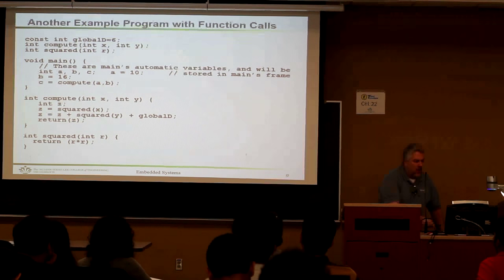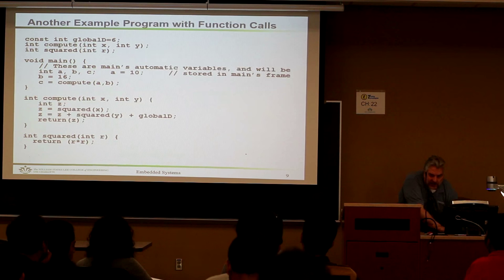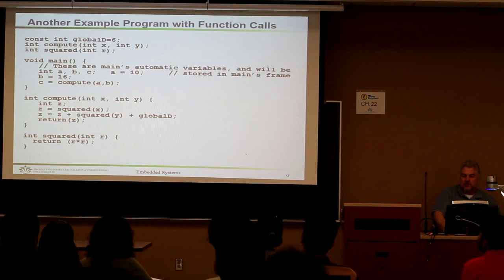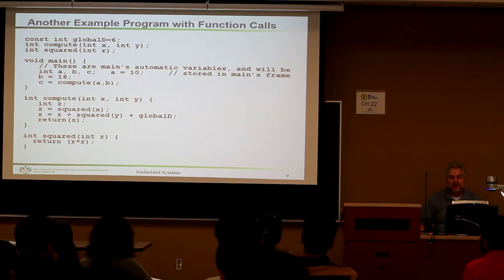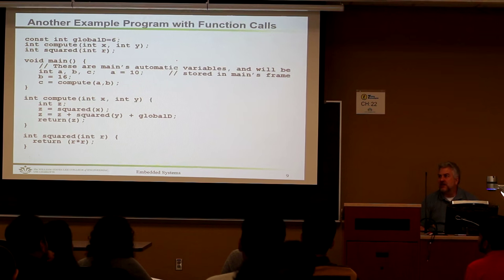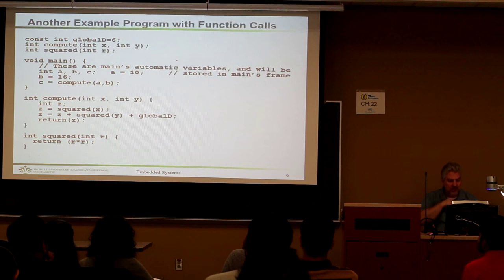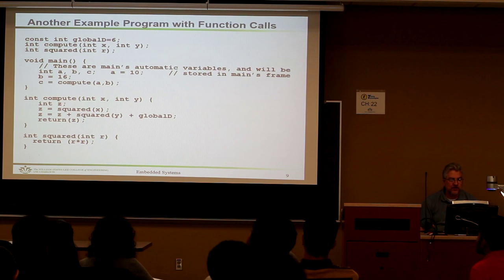Another example, we're going to actually look at this one in a little bit of detail. A little bit of detail meaning that we're going to see what happens inside memory with respect to the stack and such. So what do we have? Which one is global up here? Oh yeah, this one right here, I guess, right? And which ones are local?